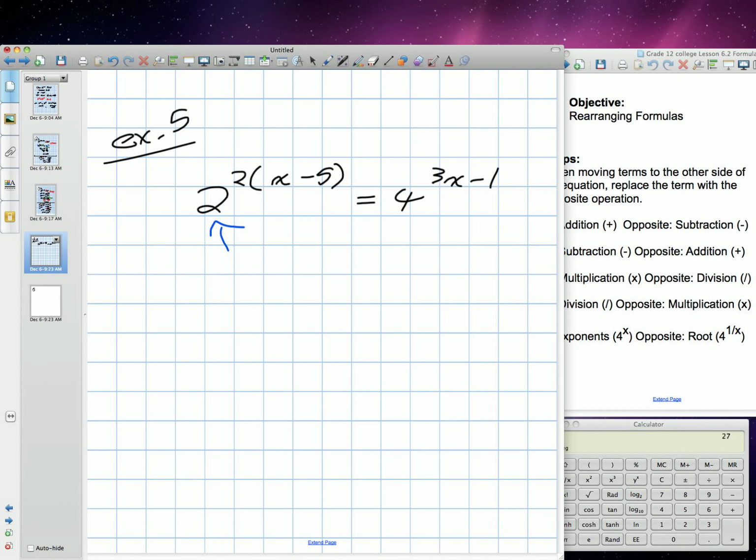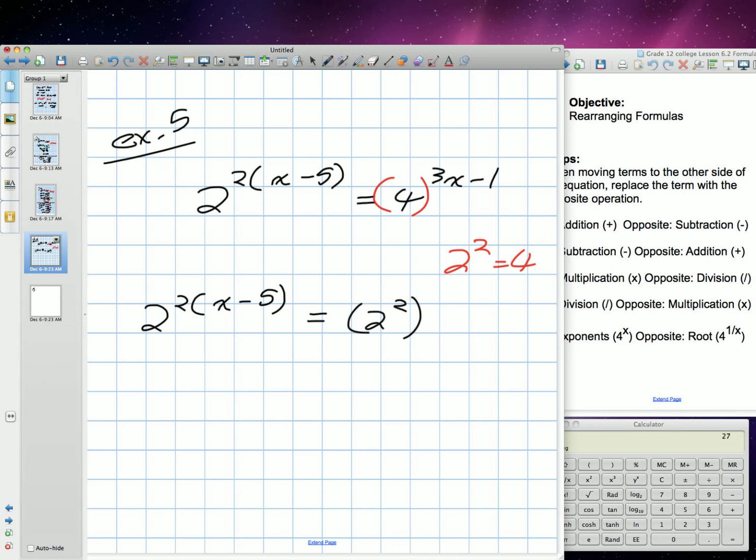We have 2 and 4. I want to change 4 into a base of 2. So I want to change 4 into some base of 2 and an exponent. Off the top of your head, 2 to the power of what is 4? 2. Good. Glad you know that one. So because we know 2 to the power of 2 is 4, we're going to replace 4 with 2 to the power of 2. We're going to get 2 to the power of 2x minus 5 is equal to 2 to the power of 2 times this exponent, 3x minus 1.